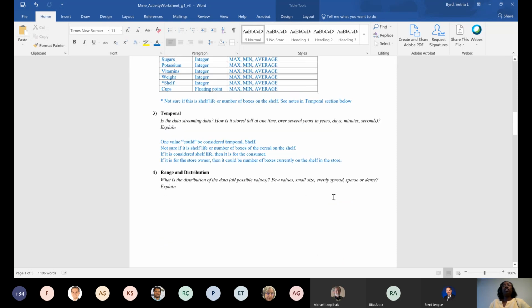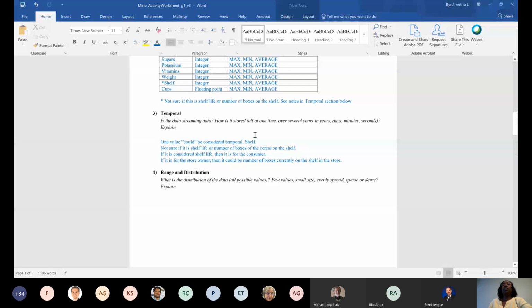In this part of the worksheet, you may or may not have data or information that is temporal, meaning it's time related. If you don't have that, you don't have to complete that. But I like to include this because sometimes you do have data that has a time component. One value that could be considered in terms of time would be the shelf column.